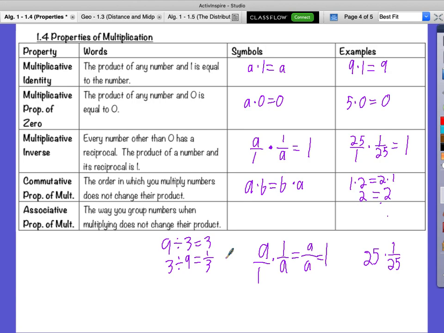Last one, associative property of multiplication. Associative property dealt with what? It dealt with the parentheses. Very good, okay? So we're saying the way that we group them when we multiply doesn't change their product, okay? So if we have A times B in parentheses, and then times C, that's the same thing as A times B times C, with the B and the C in the parentheses. We're saying it's going to be the same thing, mathematically equivalent.